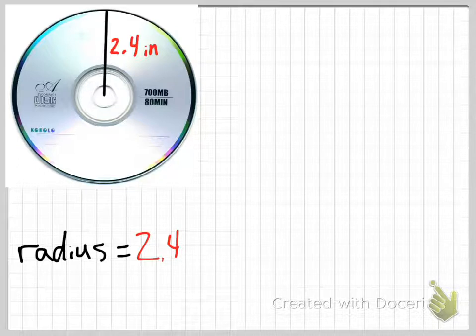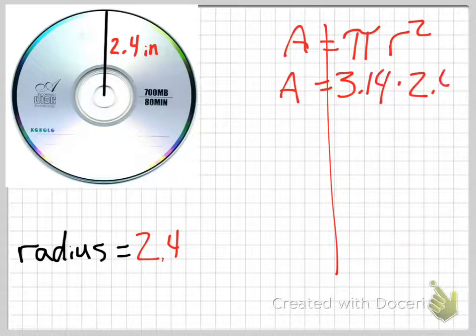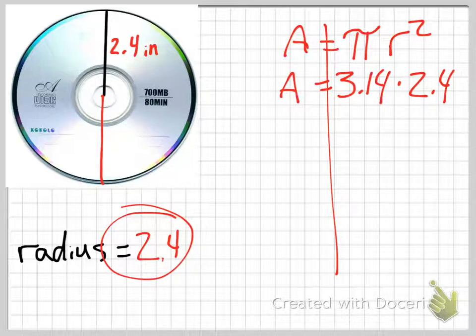First step is write down the formula. A equals pi r squared. Draw my line. Then we plug in the information. A equals, what does pi equal? 3.14. What is the radius? The radius is 2.4. Notice that it's the radius and not the diameter, right? It doesn't go all the way across. It's only half. So that is the radius. It's the smaller line. So 2.4 squared.